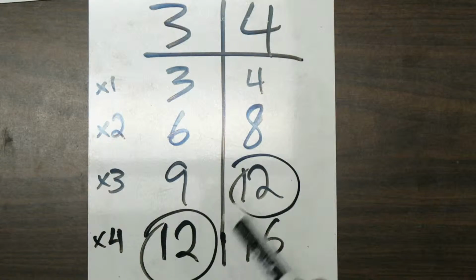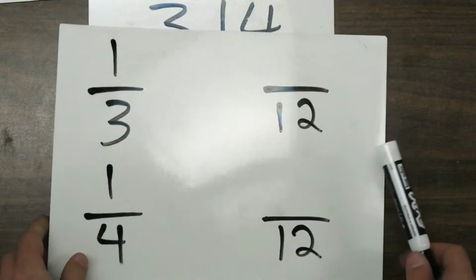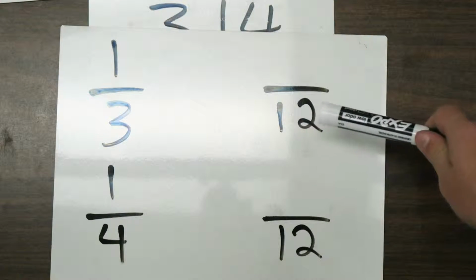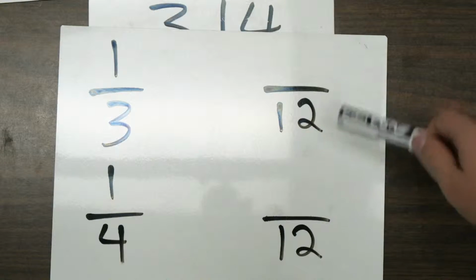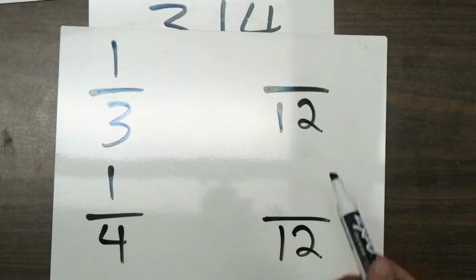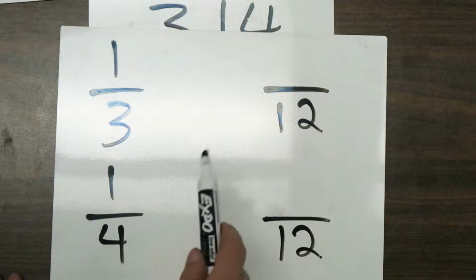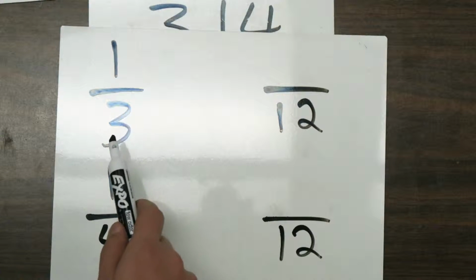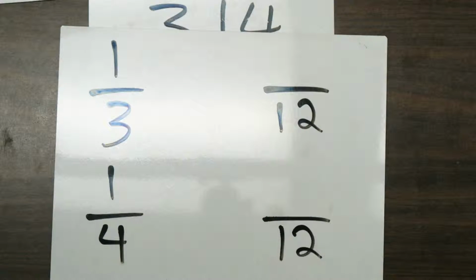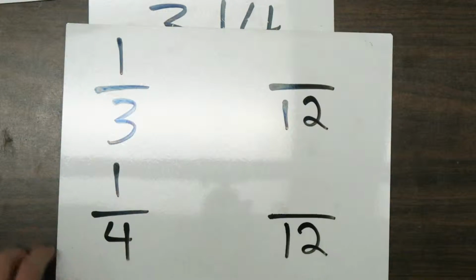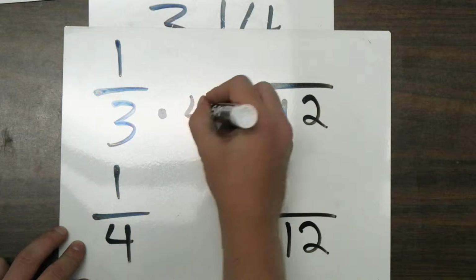What I'm going to do with the LCD is change both of the original fractions, 1/3 and 1/4, into fractions that have a denominator of 12. I have to make sure that these new fractions are equivalent to the original fractions. Here's how I do that. I need to figure out what I multiplied 3 by to get to 12. I can go back to my chart, and I had to do 3 times 4 to get to 12. So I'm going to say times 4.